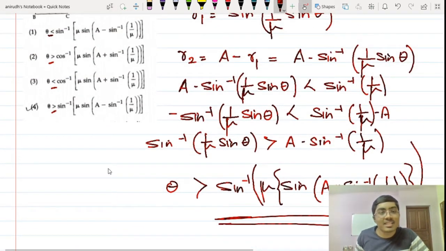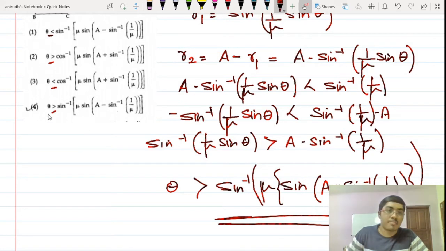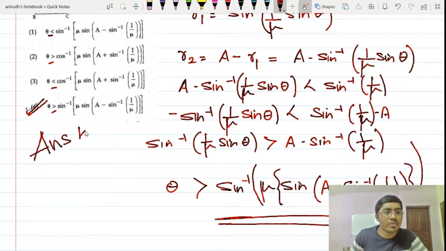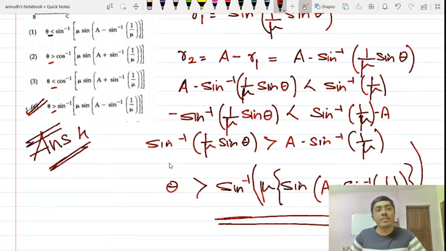So I had done this previously. In the fourth option, theta is more than sine inverse of mu sine of a minus sine inverse of 1 by mu. So this is the answer for this question. So you can practice this question once or twice, and then you will be able to solve all such questions.